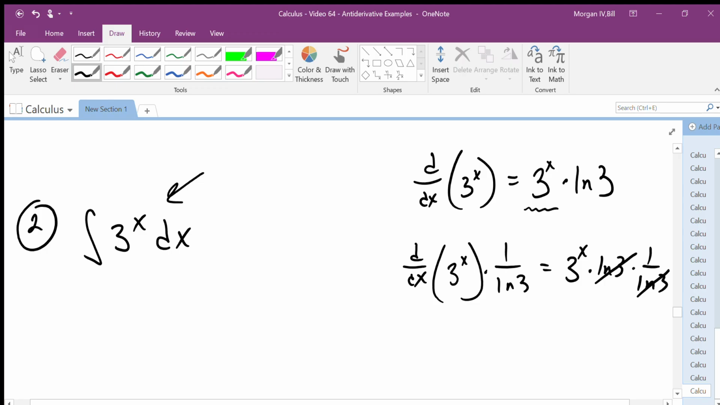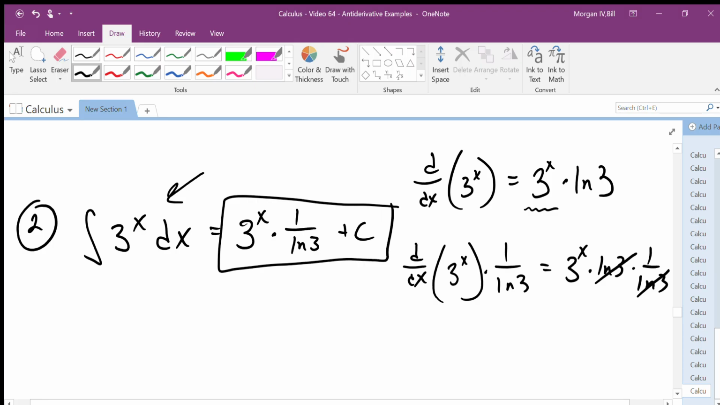So what I'm saying is when we take the antiderivative of 3 to the x, we get itself, 3 to the x, but we have to then divide by the natural log of 3. We get this: the antiderivative of 3 to the x is 3 to the x times 1 over natural log of 3, plus c.